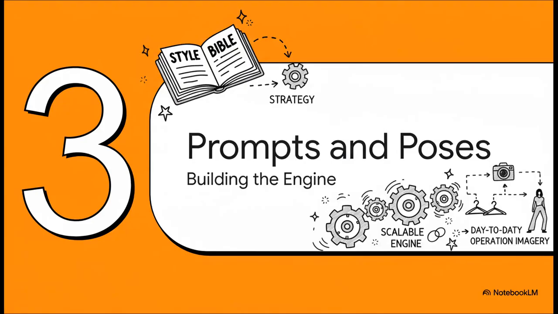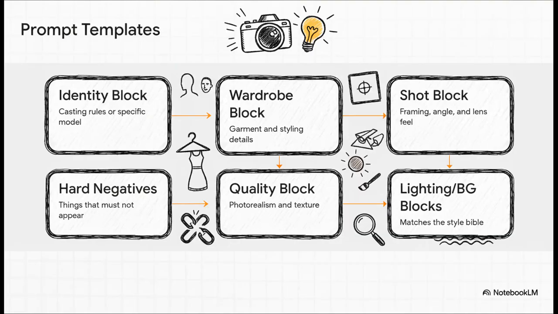Okay, so you've got your style Bible. That's the high-level strategy, the what. Now we need to get tactical. How do we turn that beautiful guide into a real, scalable engine that you can use every single day? This is where so many teams fall apart. They write this amazing guide, and then the next day someone just prompts "woman in a black dress."